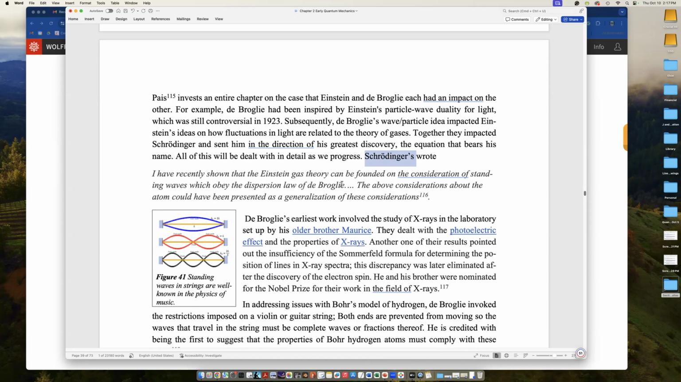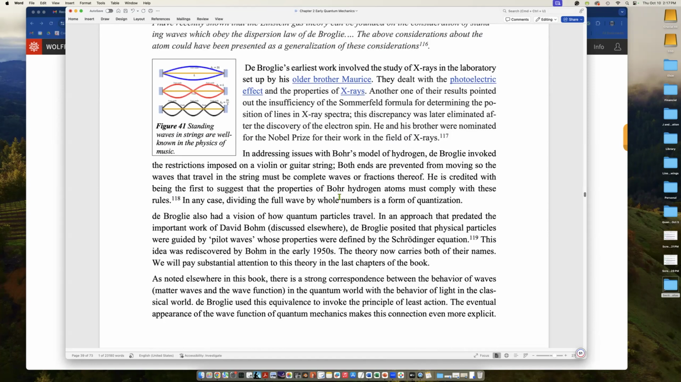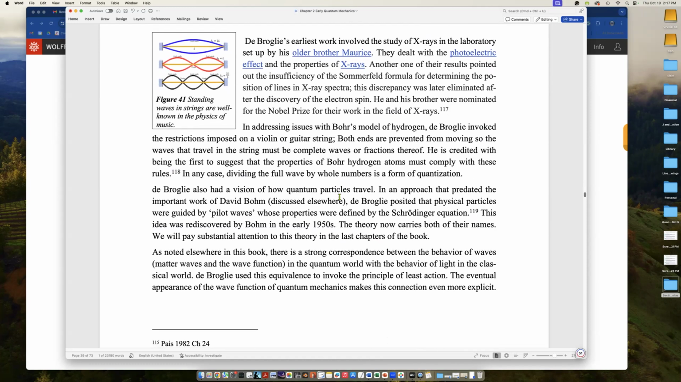In addition, he was impacted by de Broglie's effort. There's a quote here about it. In addition, de Broglie opened up the possibility of reinterpreting Niels Bohr's model of the hydrogen atom. The idea being, if you have a wave going around the orbit of an electron orbiting the nucleus of a hydrogen atom, it must be described as full waves.